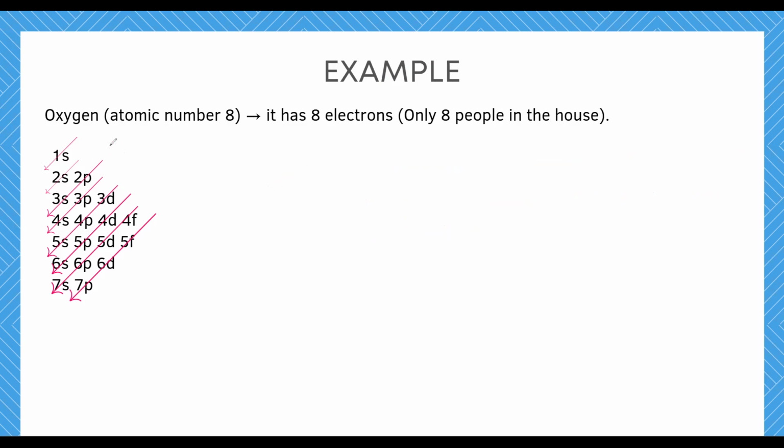How are we going to do it? We are going to follow this sequence over here. So now, watch what I'm going to do. The first arrow touches 1s. Is that correct? Yes, sir. And then we have 8 electrons. In other words, we want to show how these electrons are going to be arranged. Are you there with me? Yes, sir.